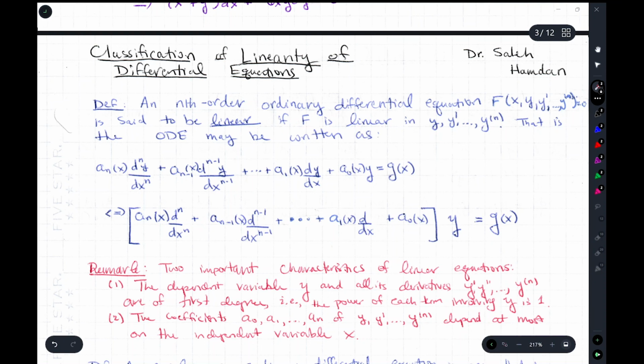That looks a little bit complicated, so we just write it explicitly. As long as you can write the differential equation in this form, so you take the highest order derivative and multiply by some function, a sub n. So here, this coefficient is seen as a function of what? A function of the independent variable, okay? And you keep doing this. And you're also allowed to have a function of the independent variable on the right-hand side, okay?